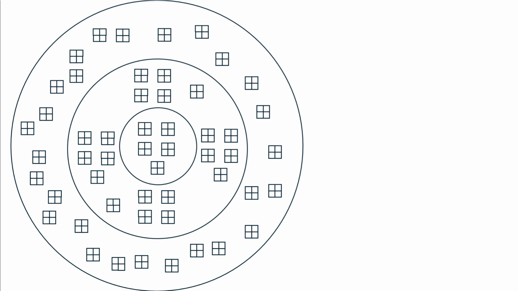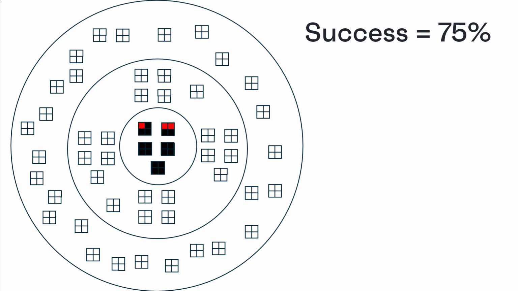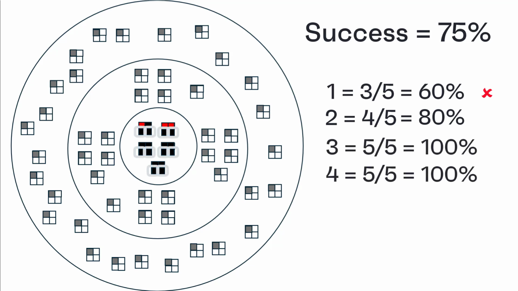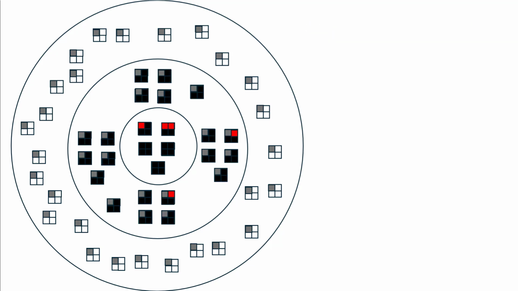In our example, we have set our success criteria to 75%. Patch 1 installed on 3 out of 5 devices, 60%. So this patch does not meet our success criteria and is not promoted. Patch 2 installed on 4 of the 5 devices, 80%, and patches 3 and 4 installed on 100% of the devices, so these 3 patches are all promoted. Shortly afterwards, the process repeats for the early adopter ring, and so on.